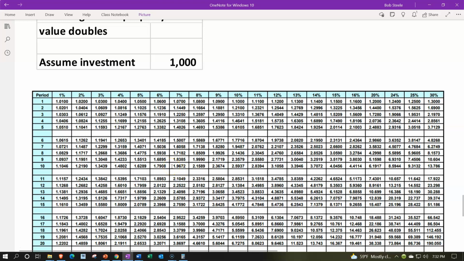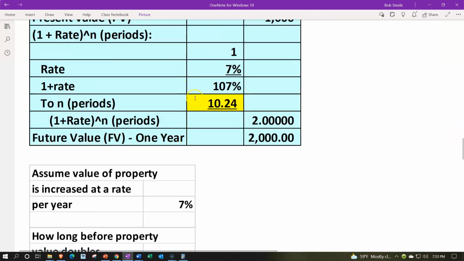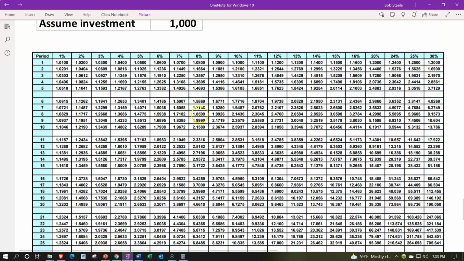So if we're at 7%, we can go down here once again, sometime between 10 and 11, we go from 1.9672 to 2.1049. So we can determine from the table that it will double somewhere between 10 and 11 years, which is the same thing we got up top, which of course is similar to the answer of the 10.42. So that's how we can use the tables.